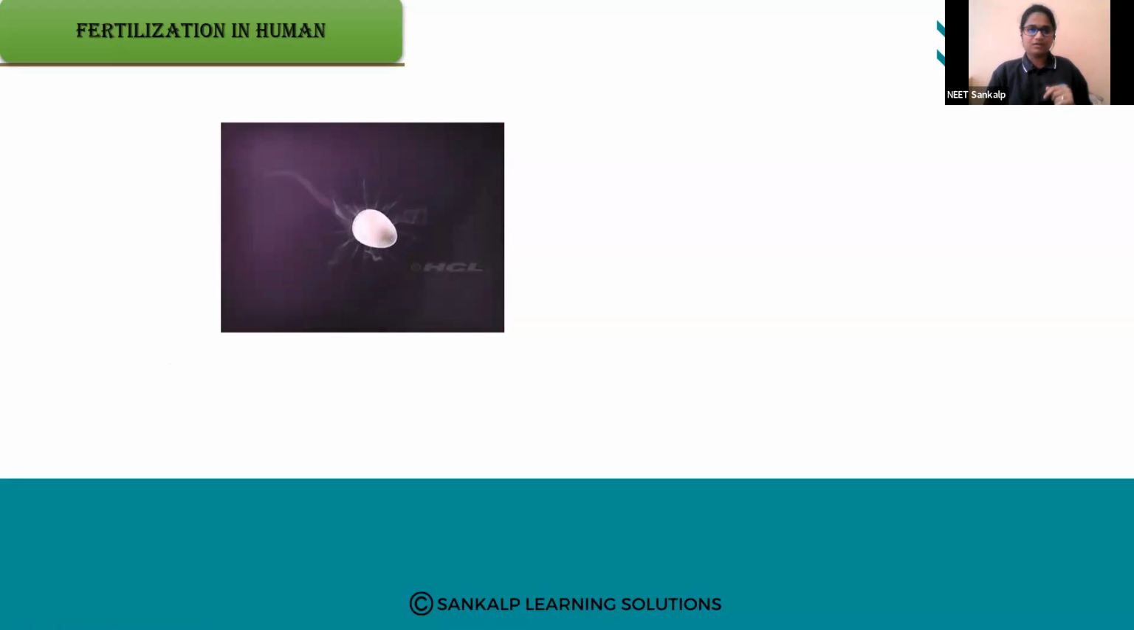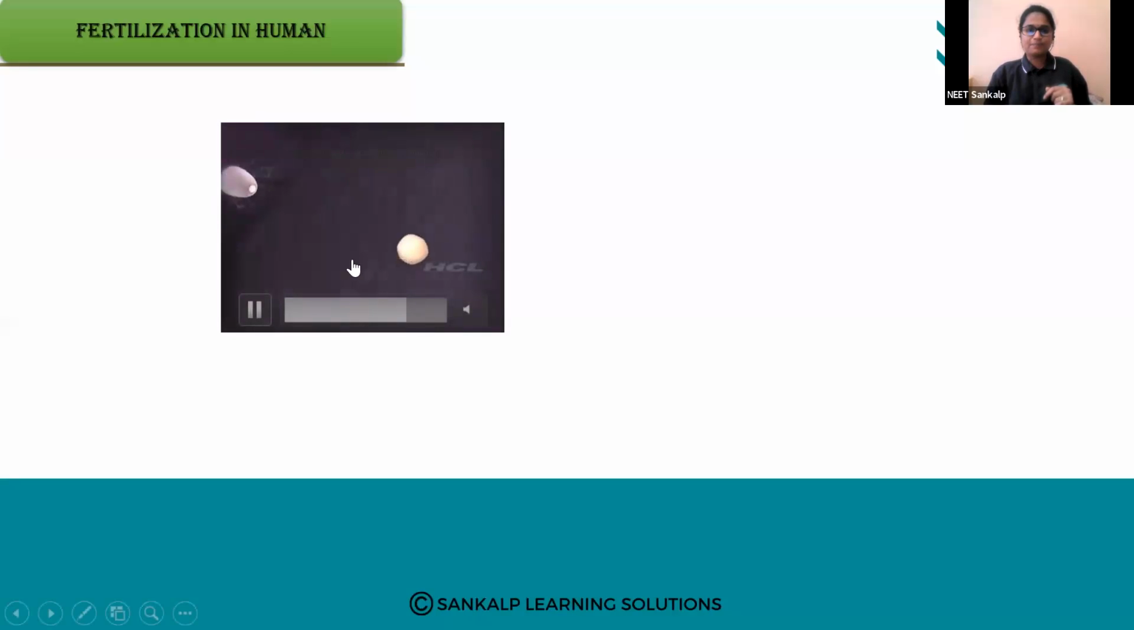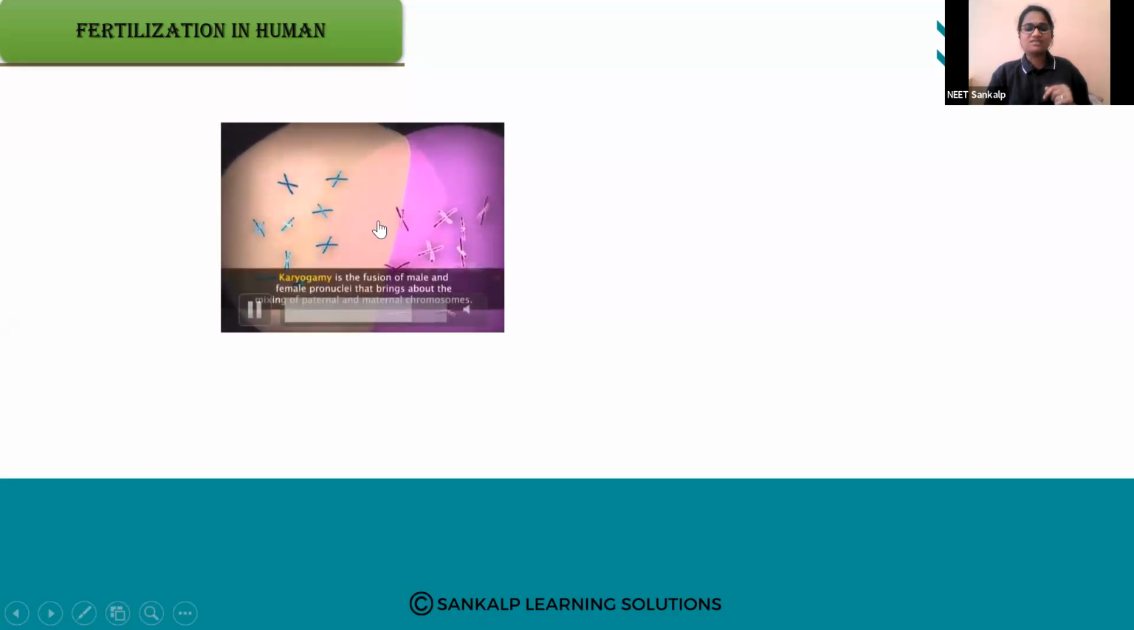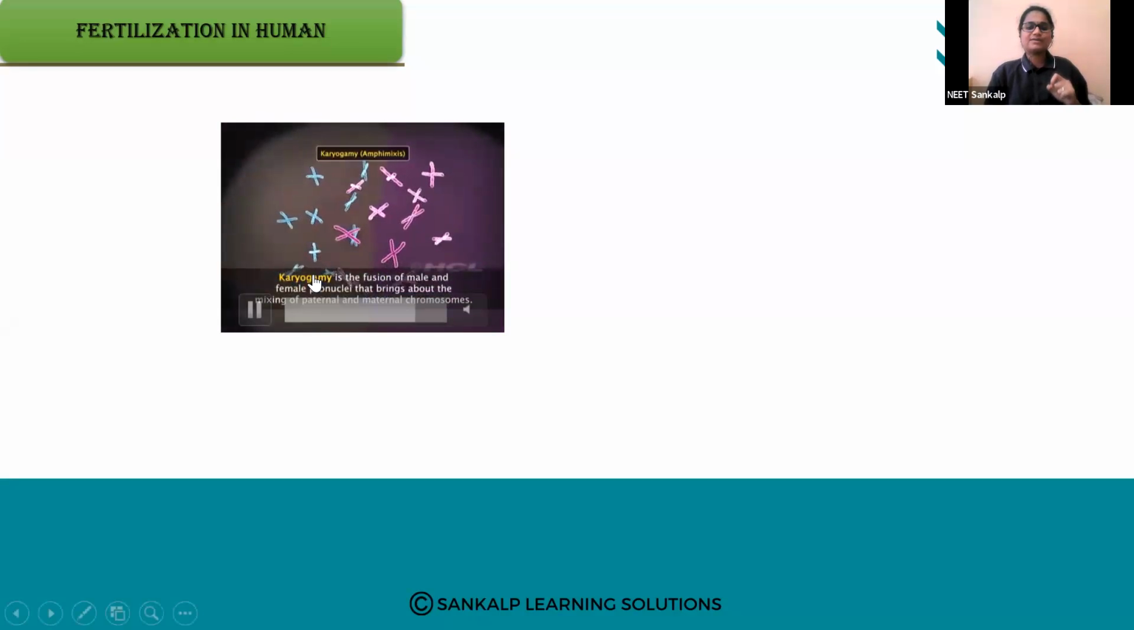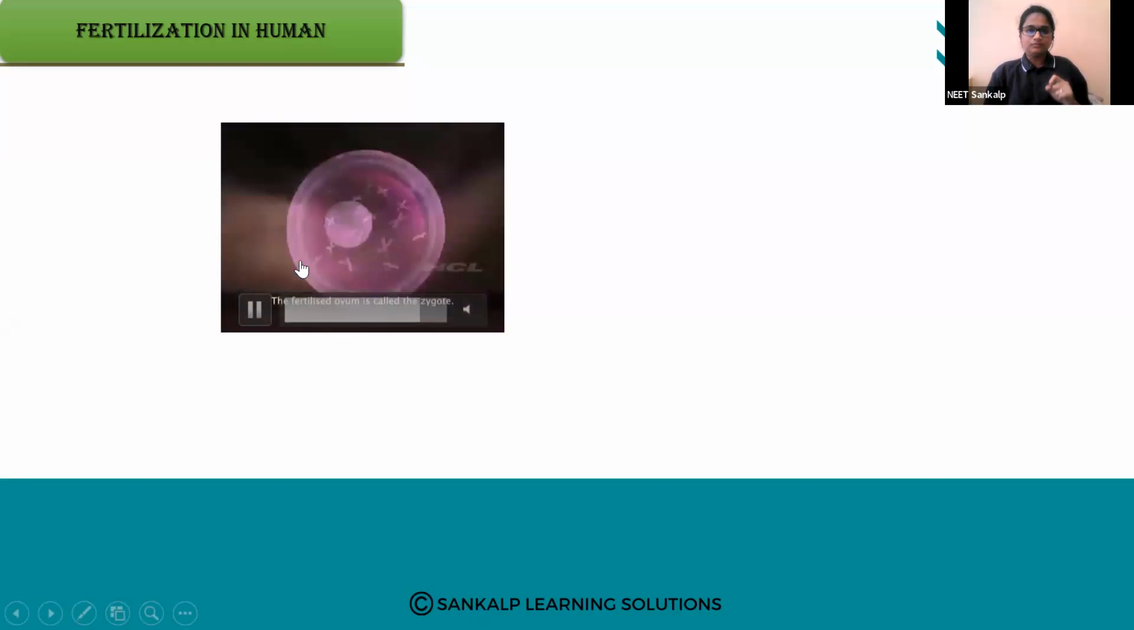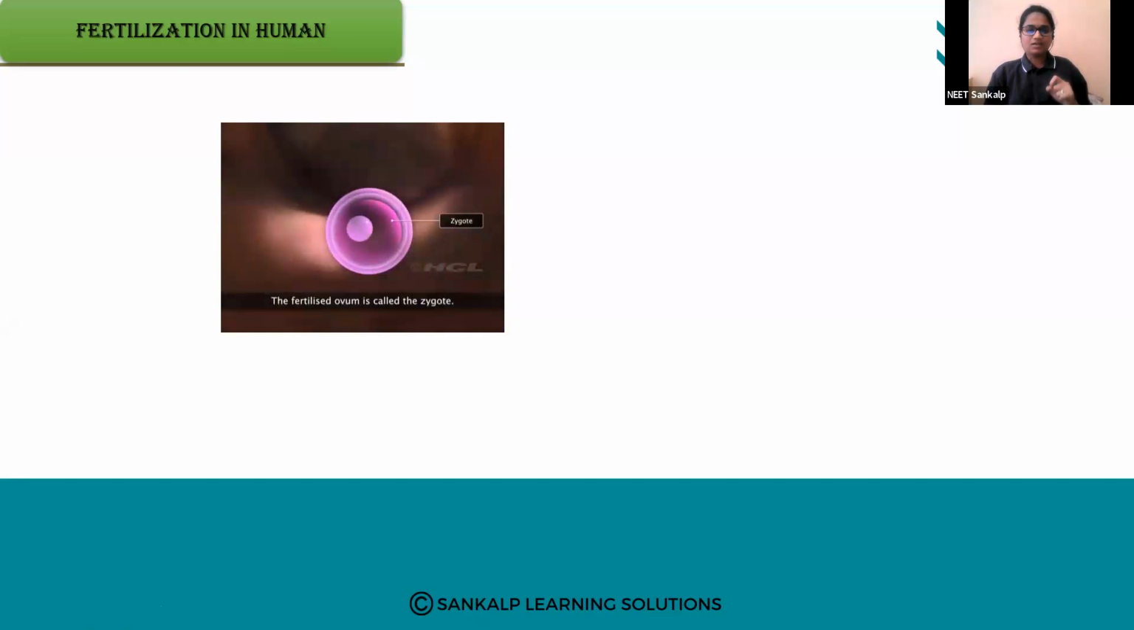Now see, the sperm entered through the plasma membrane and it released the male pronucleus. So fusion of male and female pronuclei takes place, which forms the zygote. This fusion of nuclei is called karyogamy or amphimixis, right? The zygote is formed now, which is a fertilized ovum.